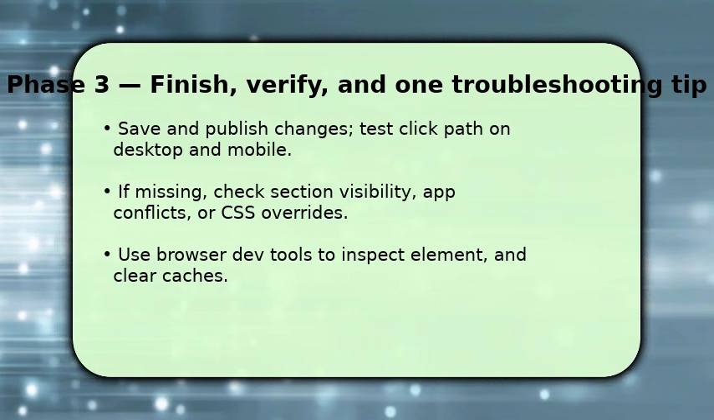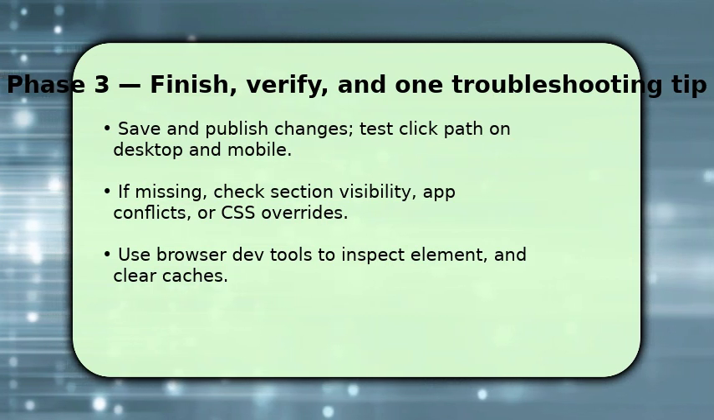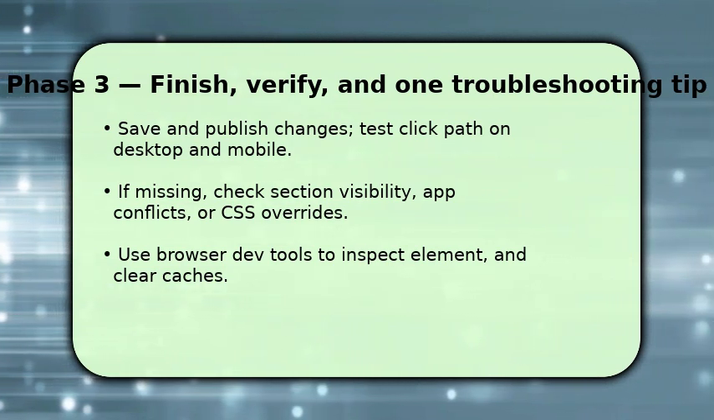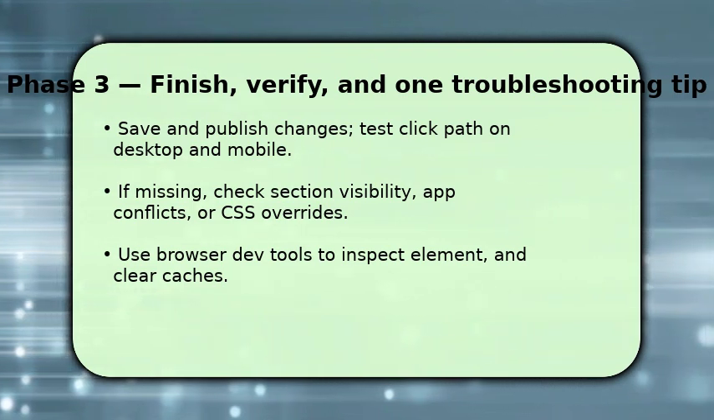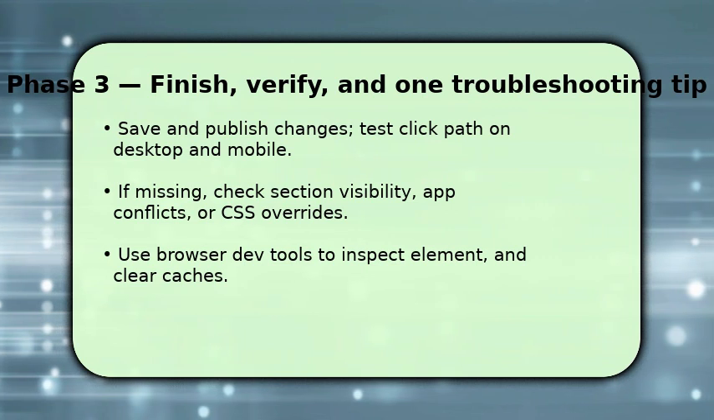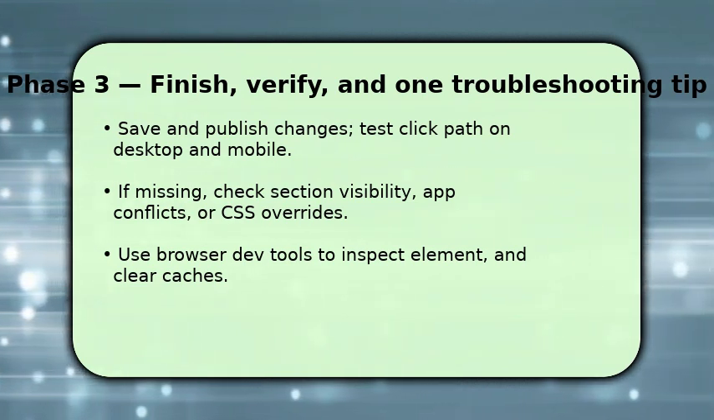If the button does not appear, inspect visibility settings, check for app conflicts, or look for CSS that hides buttons. Make sure to clear theme and browser caches and reload. If the issue persists, open Browser DevTools to inspect the element and locate the CSS rule or script blocking the button.